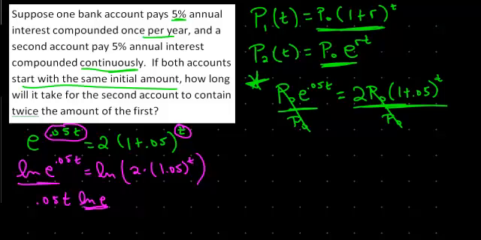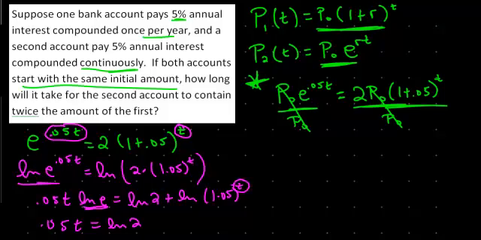The ln of E to the 0.05 T is just 0.05 T, and we have some factors here, so it's going to be the ln of 2 plus the ln of 1.05 raised to the T, and so I'm left here with 0.05 T equals the ln of 2, properties of logarithms. That was my whole point. I wanted to get that T out of exponents, so plus T times the ln of 1.05. Okay?